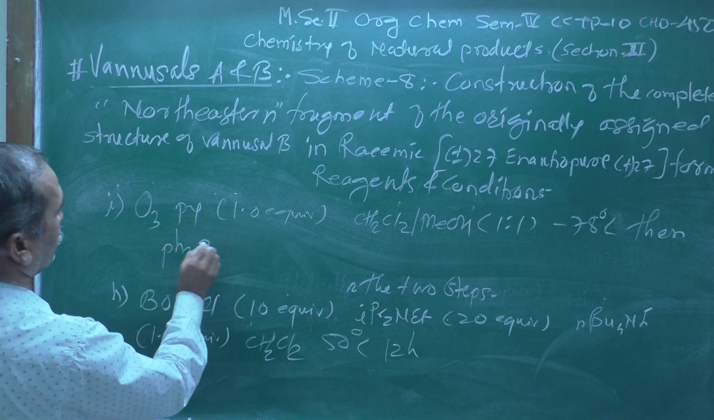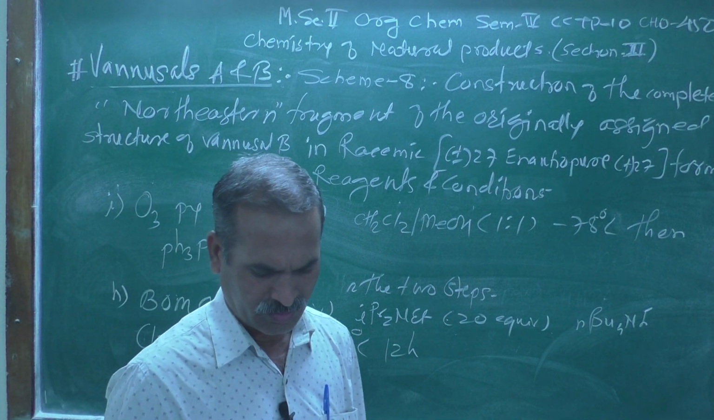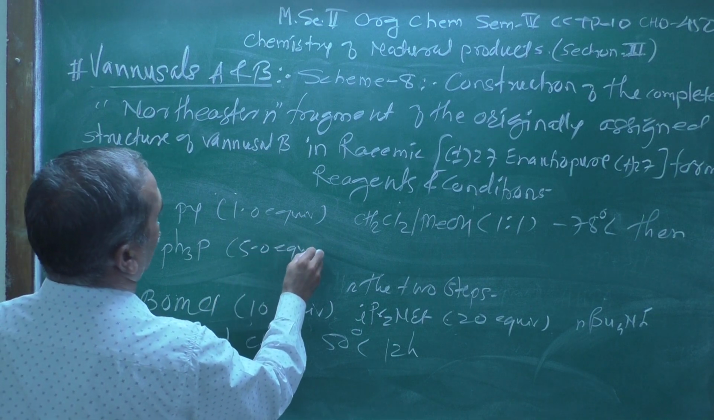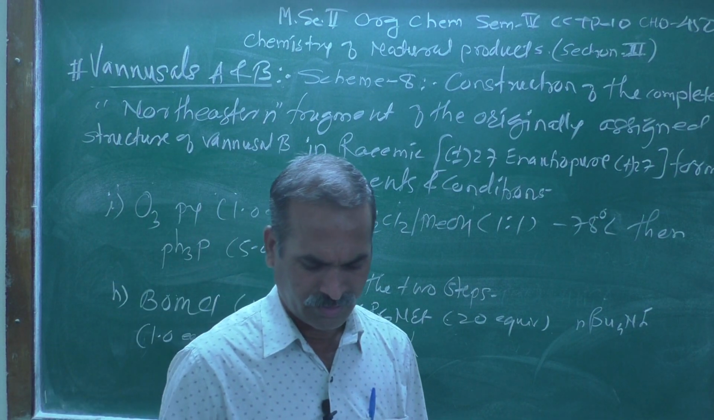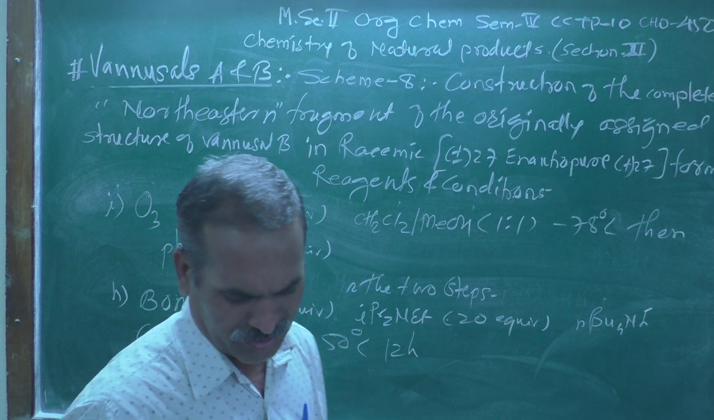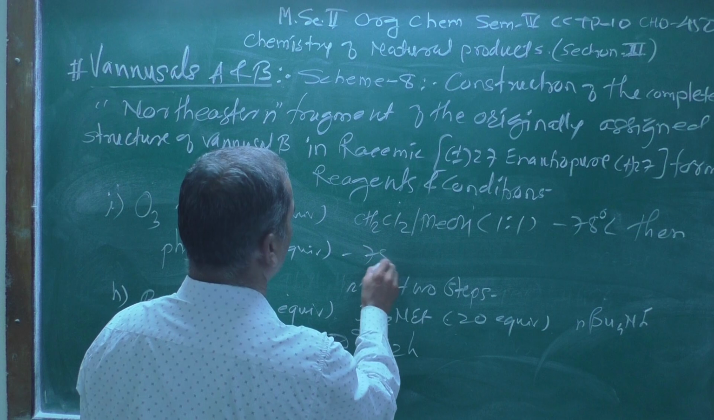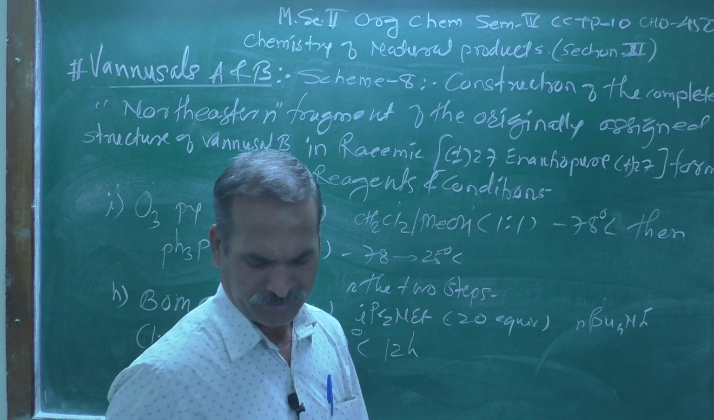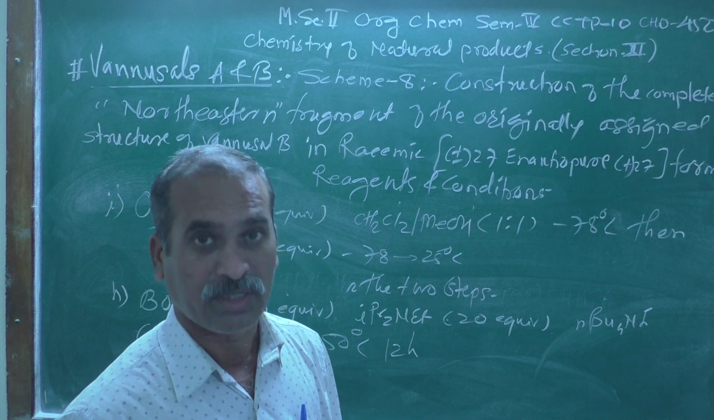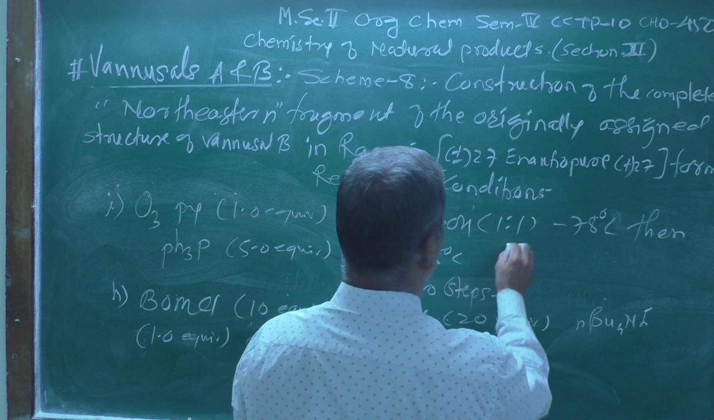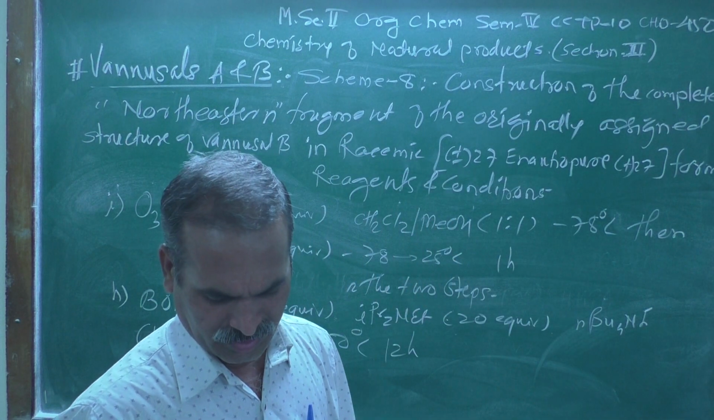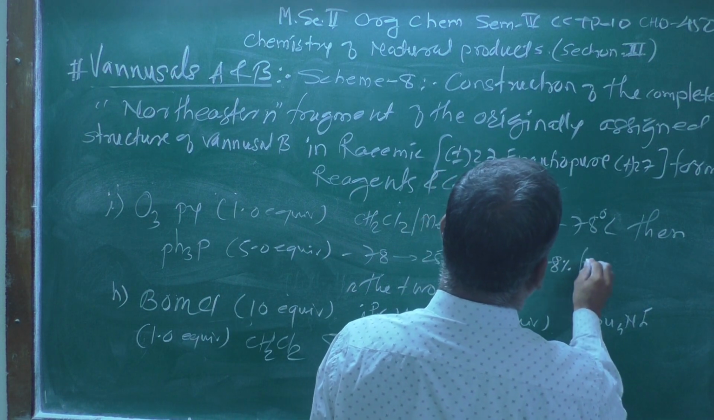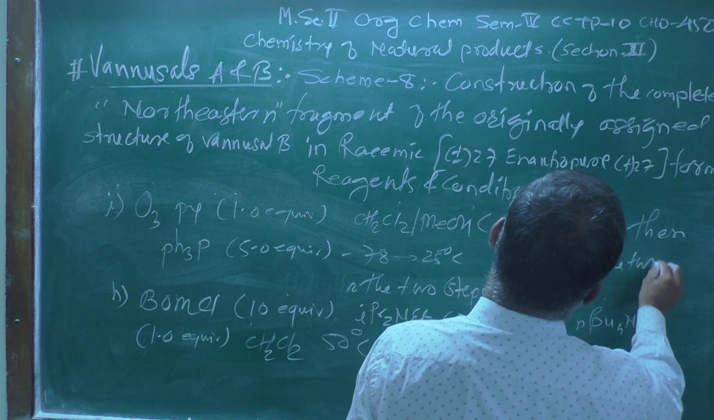triphenylphosphine, Ph3P, near about 5.0 equivalent, then the temperature changes from -78 to 25 degrees centigrade, and this reaction was mixed for 1 hour, and the overall yield obtained is 78% for the 2 steps.